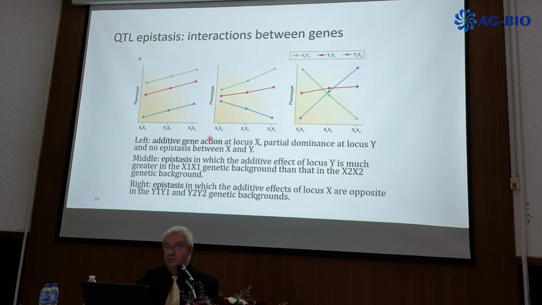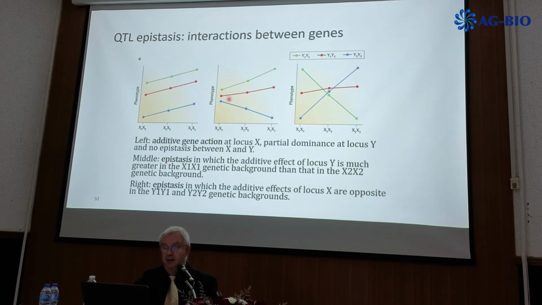There's another one. That is a picture that I got from a Nature Genetics review paper. Very clearly, on the left you see the effect of 3 genotypes and phenotypes, with an additive gene action on locus X, partial dominance at locus Y, and no epistasis. So you see that they simply have quantitatively more effect, but it is not different. They simply are additive. They sum up the effect.